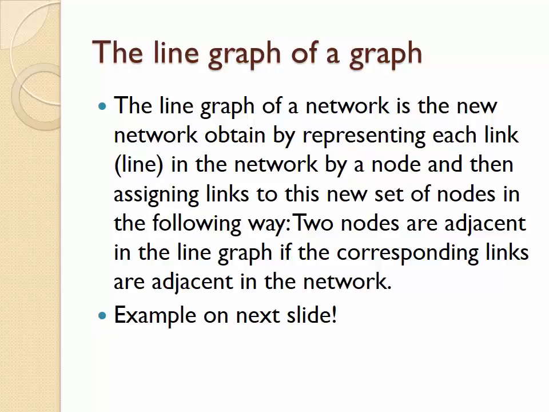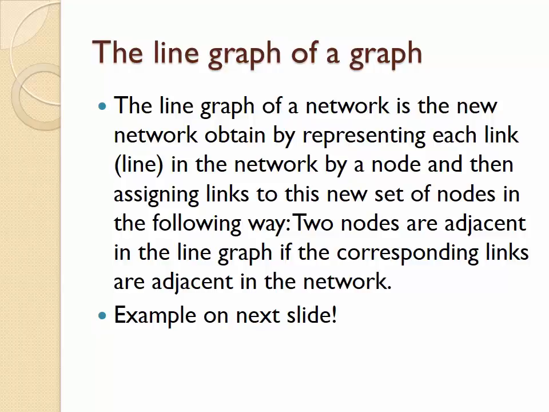Now we're going to define the line graph of a graph. The line graph of a graph or a network is the new network that we obtain from the original one by representing each link as a node. And then in our new graph, given this set of nodes, 2 nodes are adjacent if the corresponding links in the original graph are adjacent.